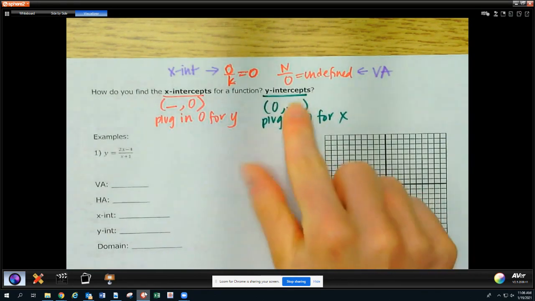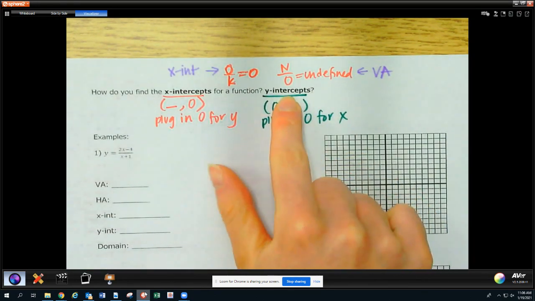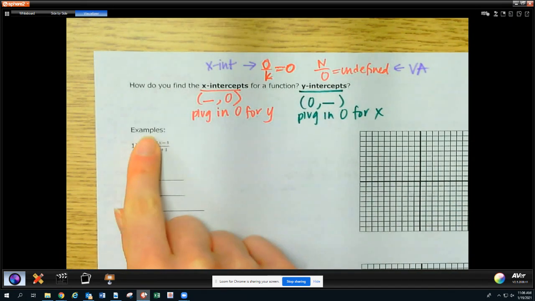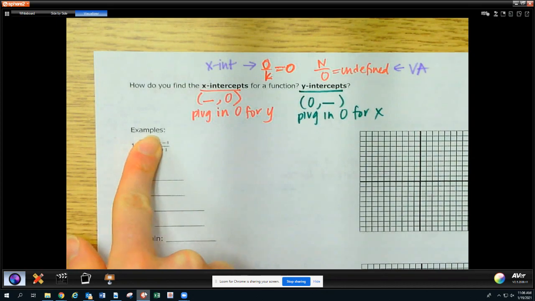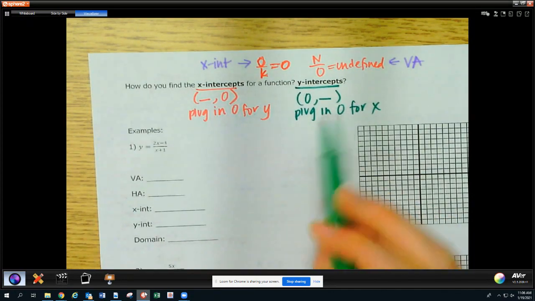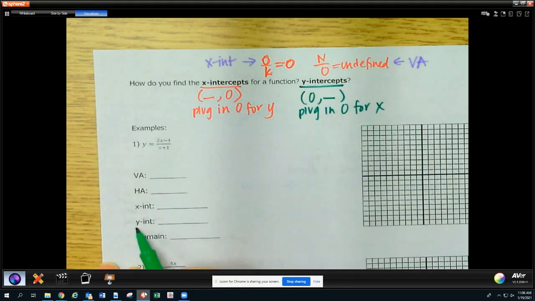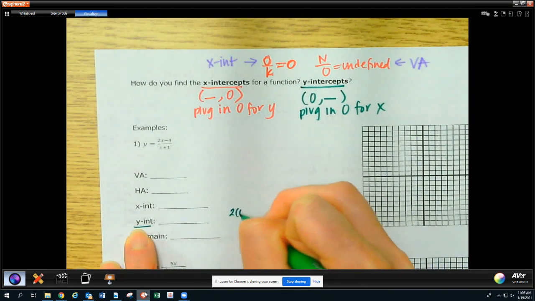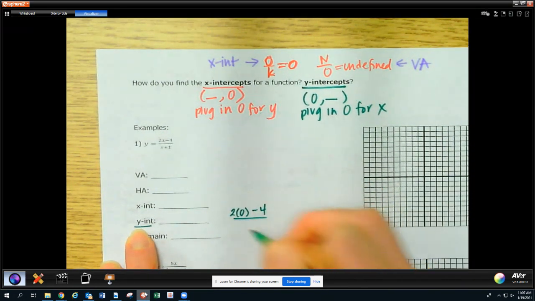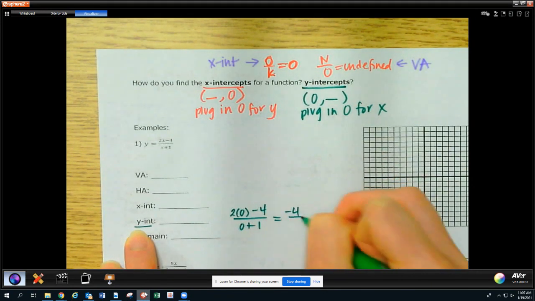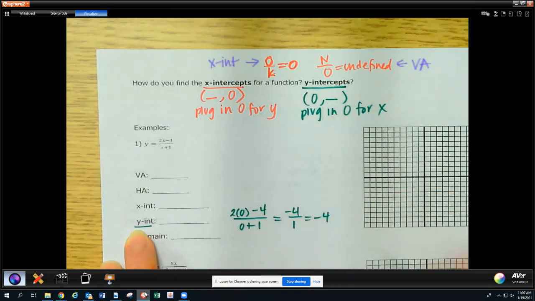And then as far as the y-intercepts, that's going to be really easy to find because if you plug in 0 for x, you're just killing all the x values, and what's left behind is your constants. So let's start with finding the y-intercept. For the y-intercept, we have 2 times 0 minus 4 on top, and 0 plus 1 on bottom. That simplifies to negative 4 over 1, which is just negative 4.